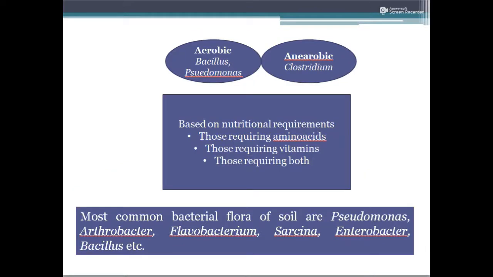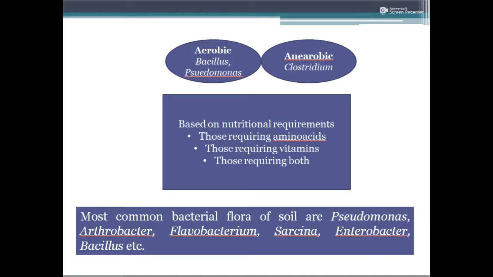Now, you can also divide soil bacteria based upon their oxygen requirements. Some are considered to be aerobic and some anaerobic. A bacterium is aerobic when it requires oxygen for its growth. They include Bacillus and Pseudomonas, which are the most predominant aerobic species, and there are also anaerobic ones, such as Clostridium. There are various others also, but I just gave you an example.